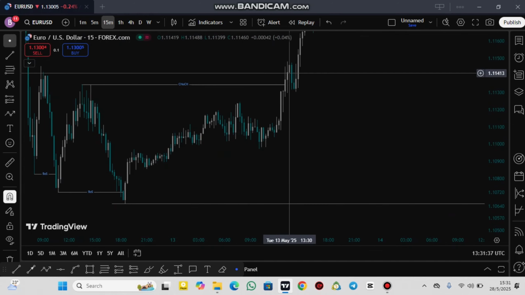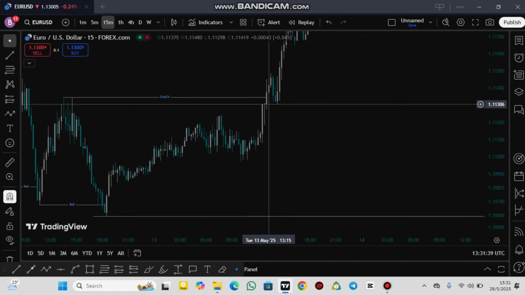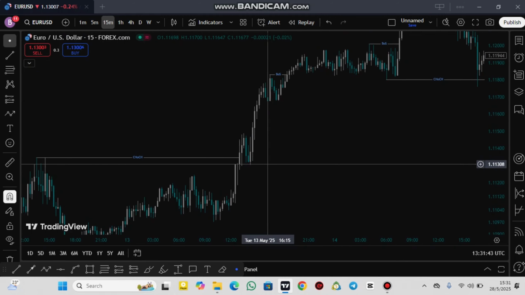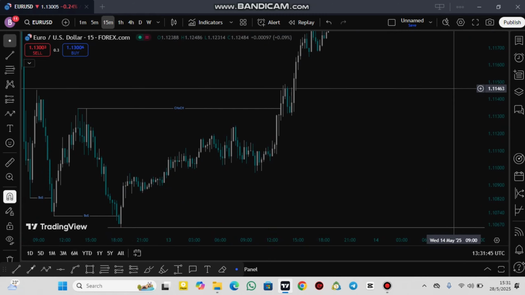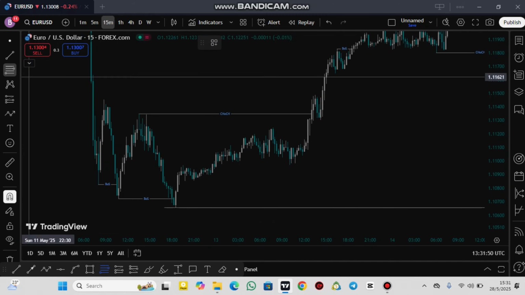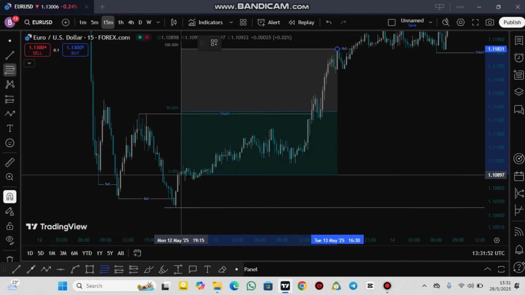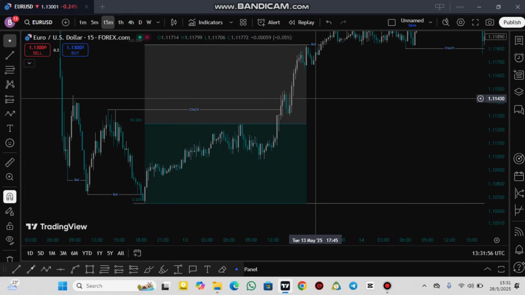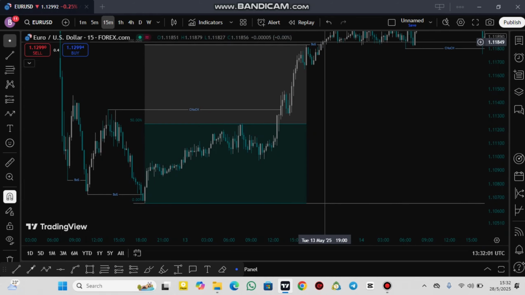So price gave us the new change of character, and then no pullback here, no pullback here, but we do have a pullback here. After you see the pullback, you just want to drag your fib from the swing high all the way to the swing low. Now in this case, price doesn't come all the way down into the discount. Price just gave us a little bit of a pullback and then continued higher.